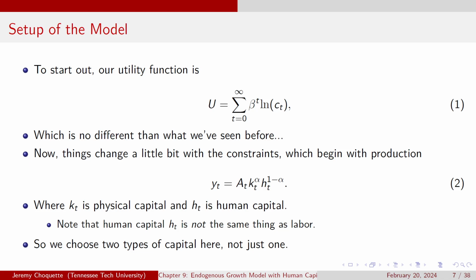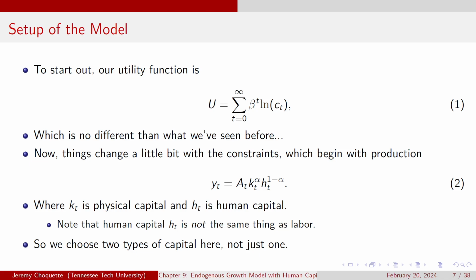Now things are going to change with a constraint here, which starts with production. So output here is a function of both physical and human capital. So I've got y equals A times k to the alpha times h to the 1 minus alpha. I want to note here that h is not the same thing as labor. I've belabored the point, no pun intended, but human capital isn't labor. It's like knowledge. It's skill sets. It could be schooling. It can be on-the-job training, something like that.